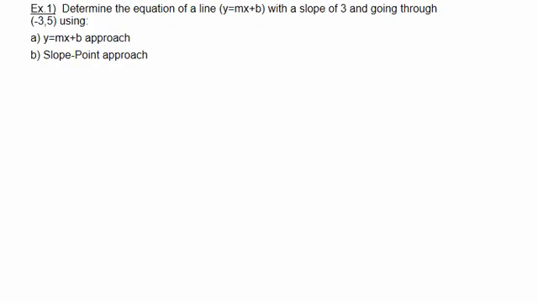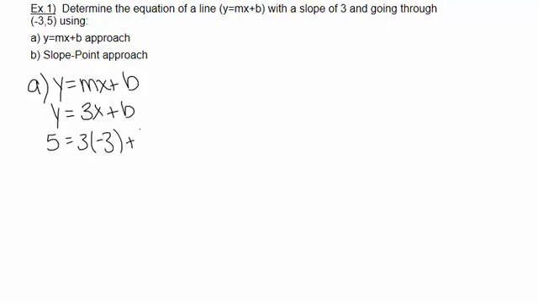Example 1. Determine the equation of a line with a slope of 3 that goes through (-3, 5) using the y equals mx plus b approach and the slope point approach. So let me start with part A, the y equals mx plus b approach. We can plug in 3 for our slope, and then to solve for b, let's plug in -3 for x and 5 for y. And we're left with 5 equals -9 plus b.